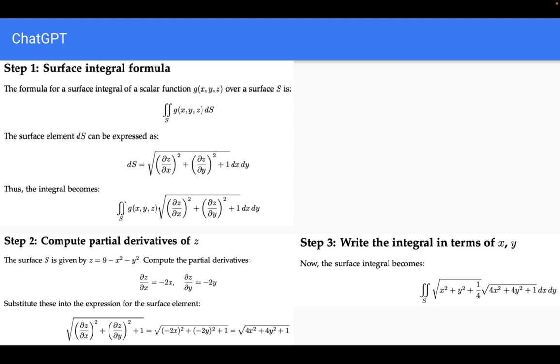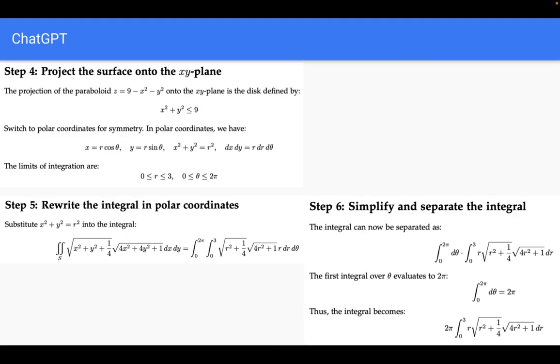The first model output we will look at is from ChatGPT. So ChatGPT provides steps for us. The first step is to work with the surface integral formula. So it gives us what the surface integral of a scalar function is, how the surface element dS can be expressed, and what that integral becomes in general. Then it moves on to specific parts of the problem, so computing the partial derivatives of the surface z, and then writing the expression for the surface element, and then writing the integral in terms of x and y.